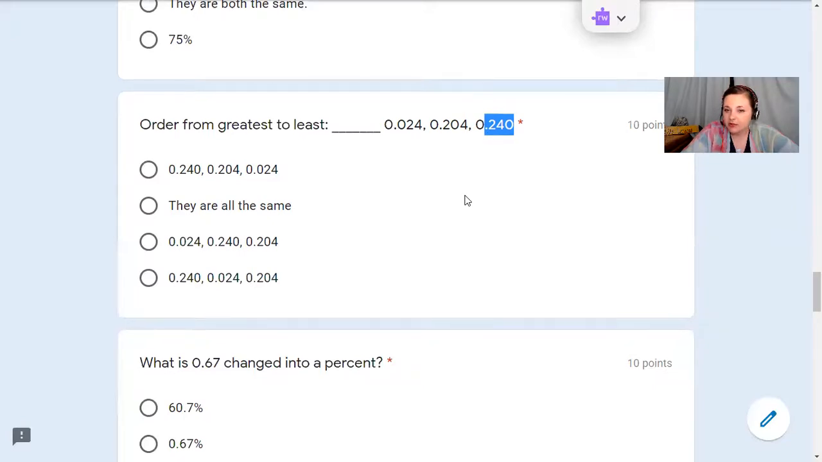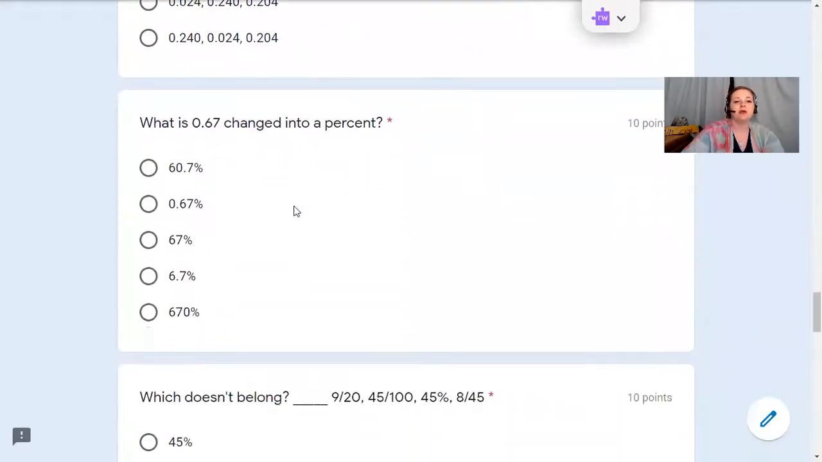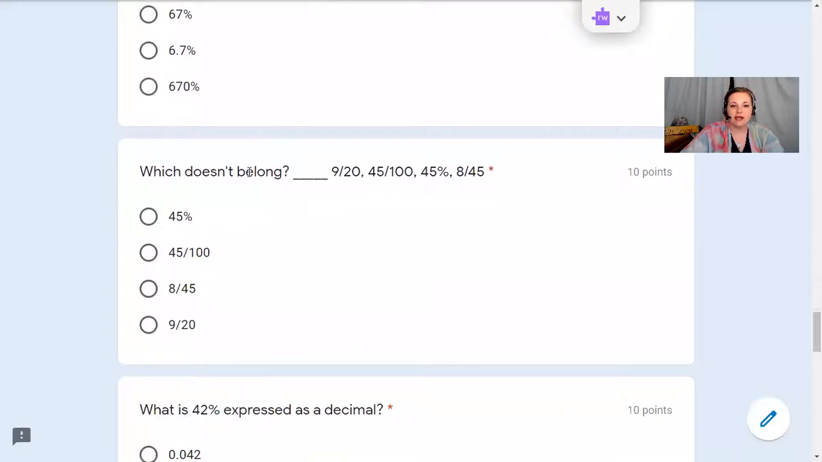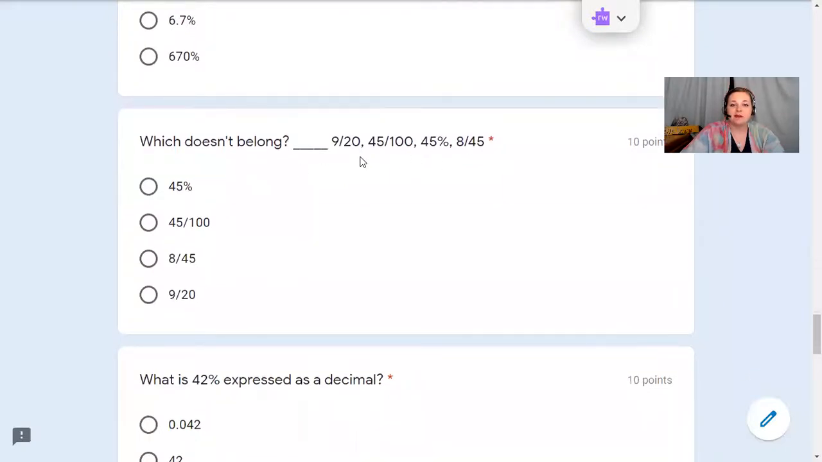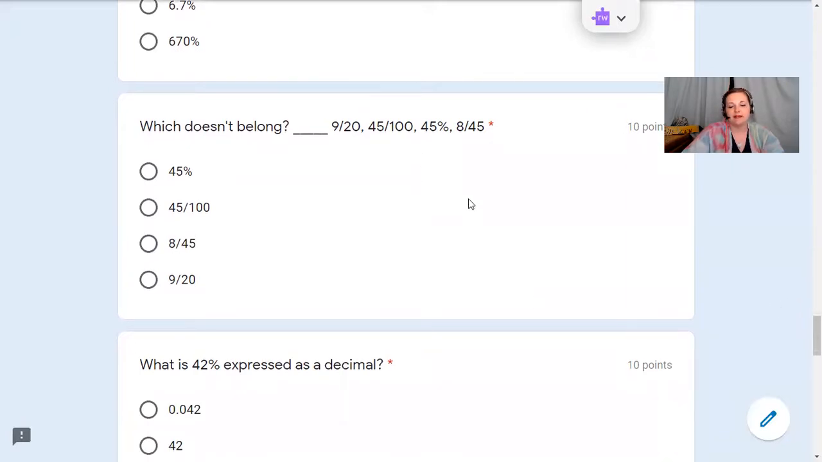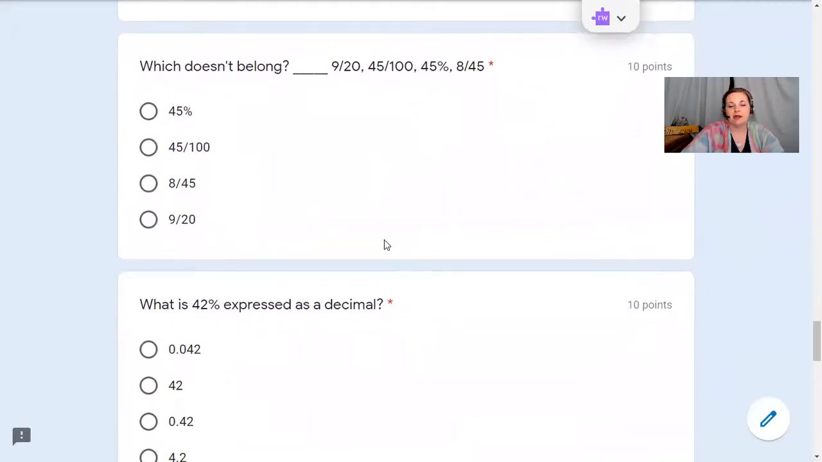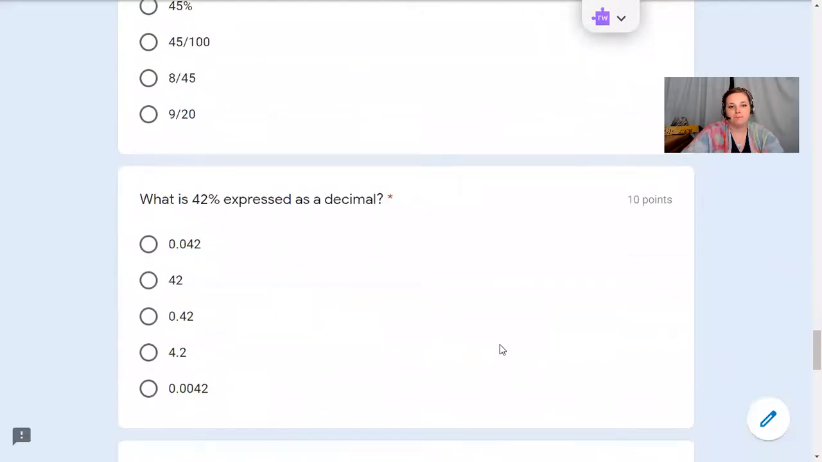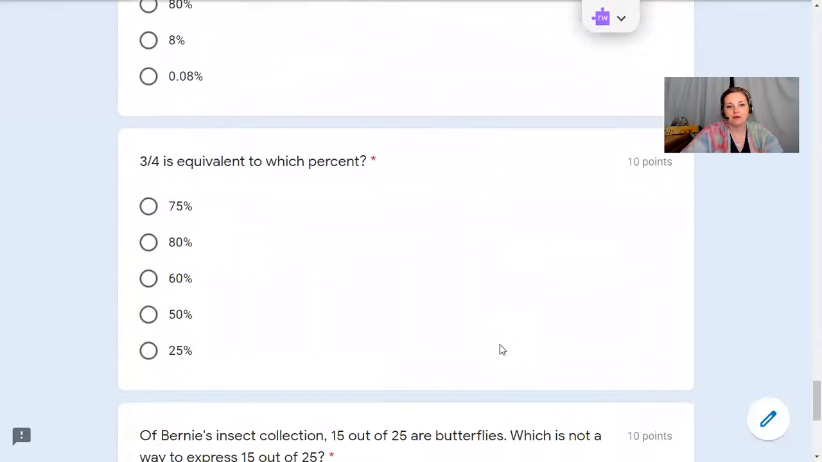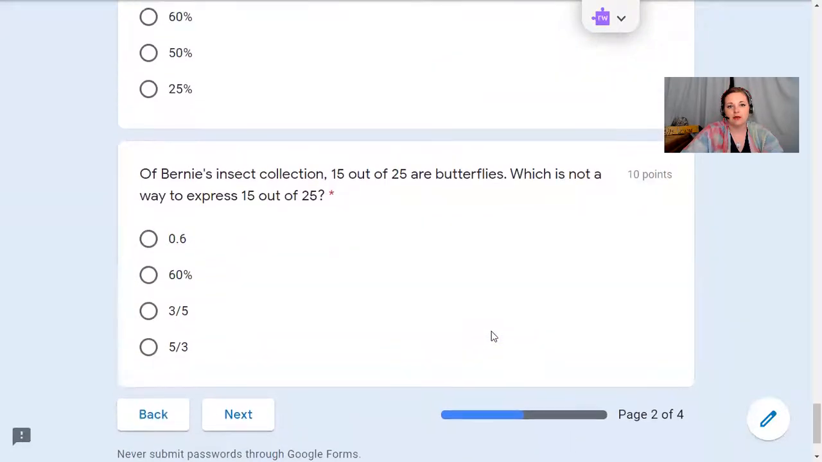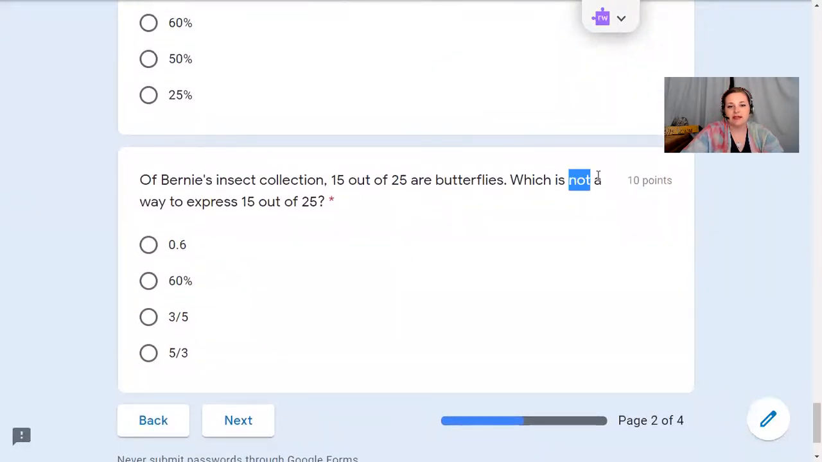Are they all the same number, or are they different? You're going to continue to change them, or which one does not belong. So I suggest turning them all into decimals, then comparing their decimals to pick out the one that is not the same. Which is not a way to express 15 out of 25? I suggest turning each one of your choices, or 15 out of 25, into a decimal and comparing which one does not fit.